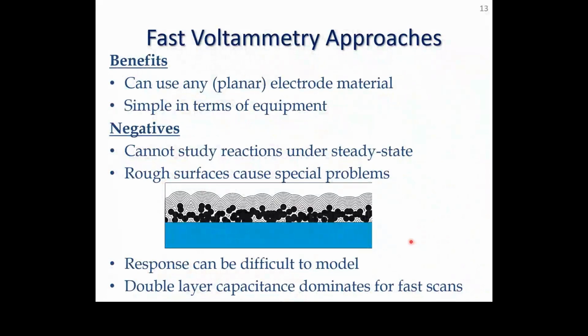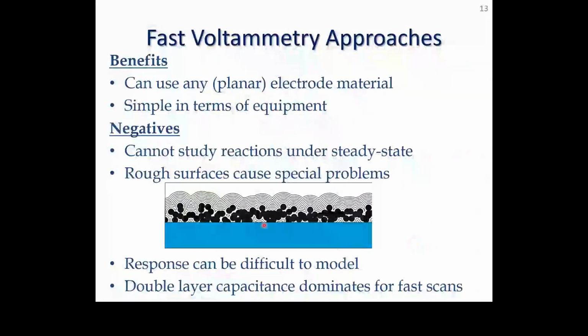So the benefits of these fast voltammetric processes are that you can use them for any sort of electrode material, and it's simple in terms of the equipment that you need to use. You just need to be able to do that voltammetry at very fast scan rates. The problems are, however, that you're only measuring your reaction over a very narrow period of time, so it's not possible to use this to understand what the steady state performance of a given reaction is. You can only measure what's happening at very short time.